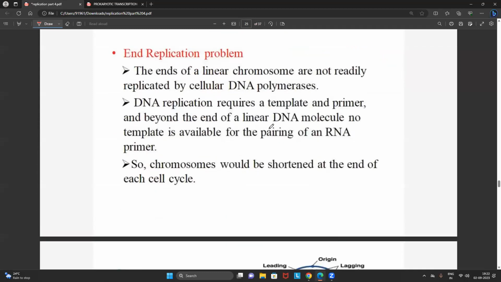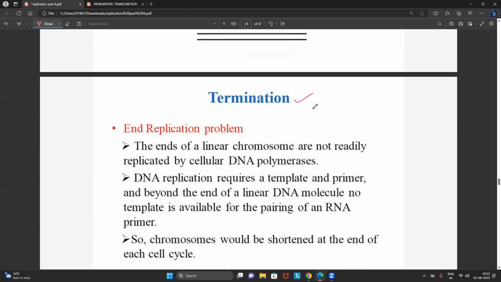Now all the students listen. Whenever we talk about termination, it is a very complex process. Hope every student remembers the yesterday class. In the yesterday class, we started studying termination in prokaryotes. How does termination occur in the prokaryotes? It's very easy, right? If everyone quickly recalls, what will happen?